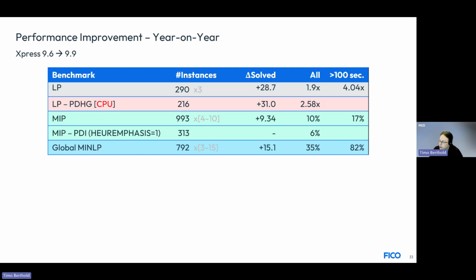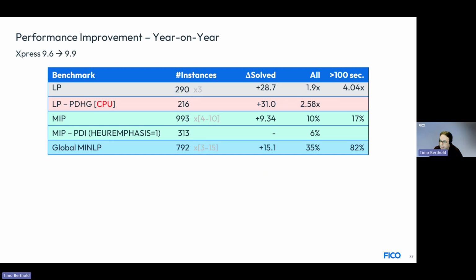And we report shifted geometric means of runtimes, except in the PDI heuristic emphasis row, which is where we use the primal and dual integral instead. That captures how quickly primal and dual bounds, and therefore the gap, converge to each other. And as always, we pay special attention to the harder instances, the ones that take more than 100 seconds to solve. And yeah, honestly, we're very happy with what we are seeing here.